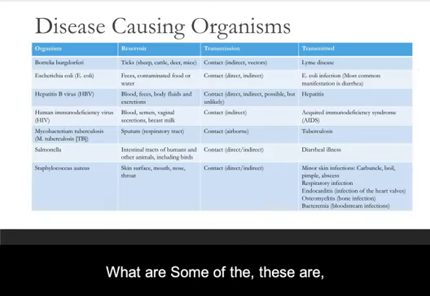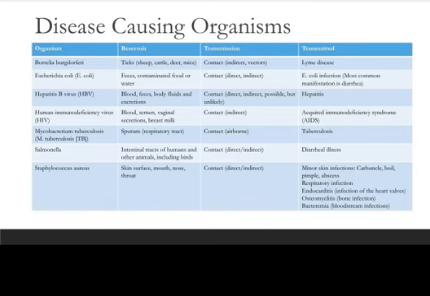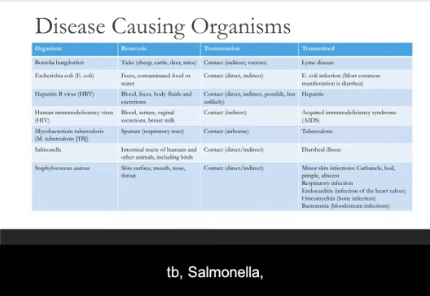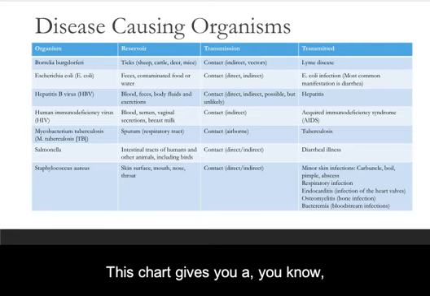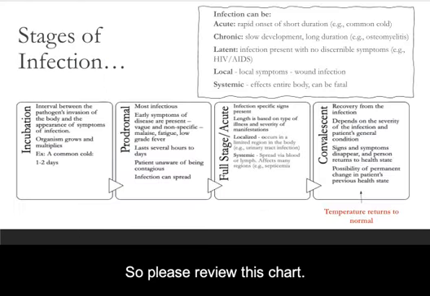What are some of these disease-causing organisms? This is a list. We have different types. Common ones you hear about are E. coli, hepatitis B, HIV, TB, salmonella, and Staphylococcus aureus. So these are different types of microorganisms. This chart gives you examples of a reservoir for these and how they are transmitted. So please review this chart.